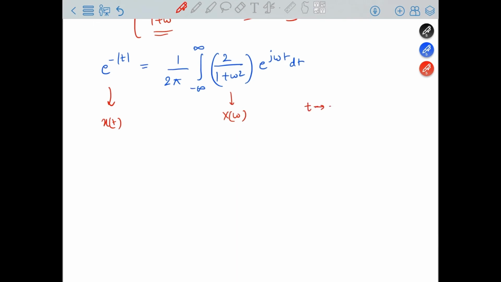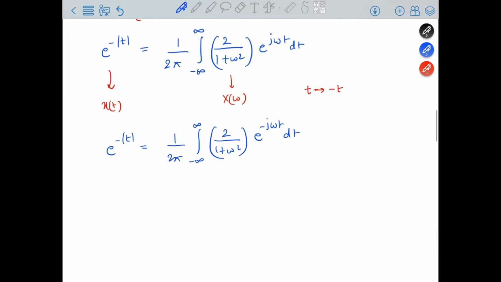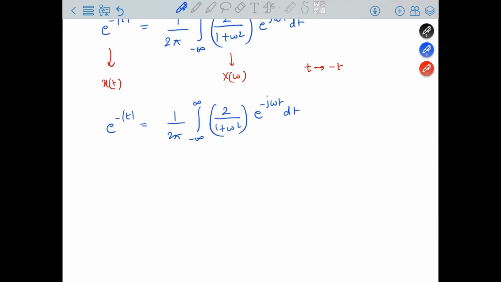So t is replaced with minus t. So what we'll get? We'll get e raised to the power minus mod t, which is equivalent to 1 over 2 pi integral from minus infinity to infinity of 2 by 1 plus omega square e raised to the power minus j omega t d omega. Now we'll move the 2 pi to the other side, so we'll get 2 pi e raised to the power minus mod t, which will be equal to the integral from minus infinity to infinity of 2 over 1 plus omega square e raised to the power minus j omega t d omega.